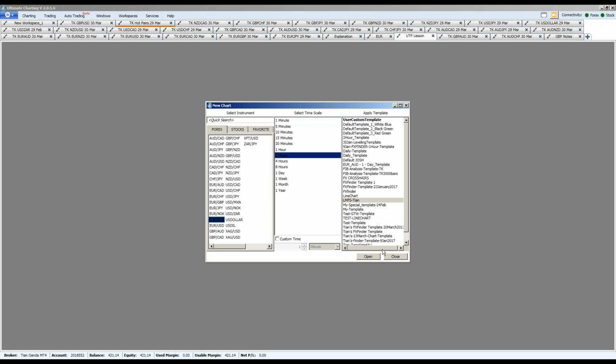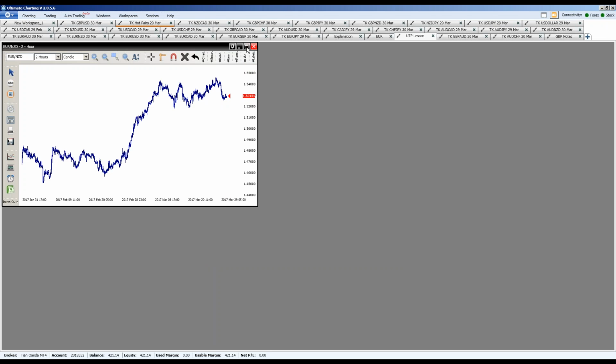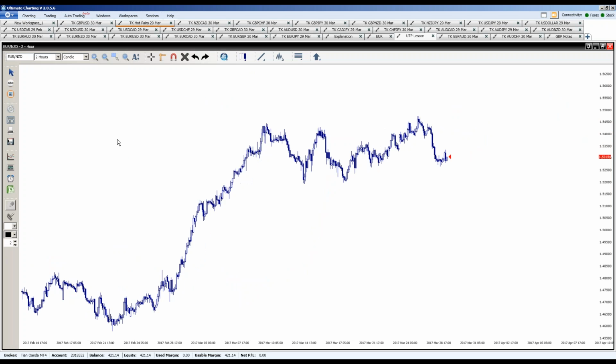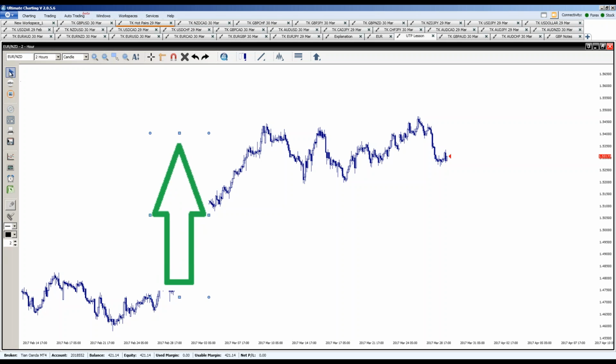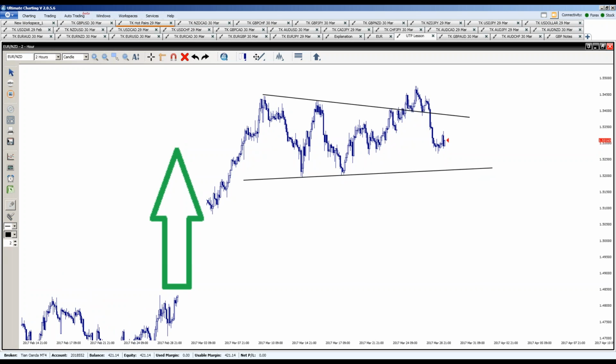Euro NZD. There we go. We can clearly see that the market moved up. Market moved up. Then the market formed a consolidation range in the form of a pennant. Lower highs and higher lows over here. There's the range, the consolidation range.